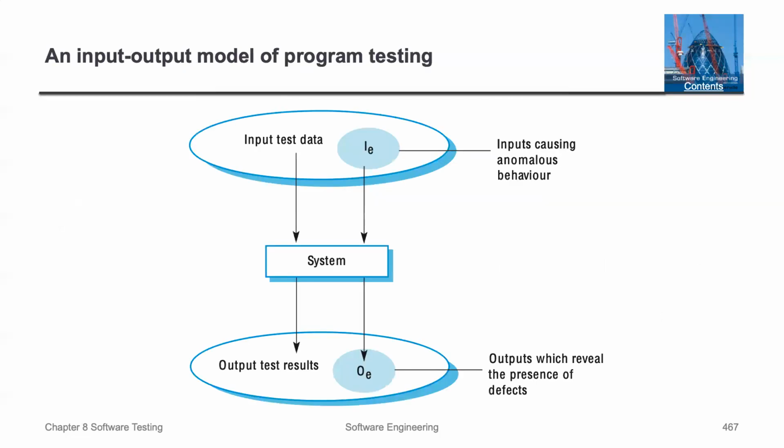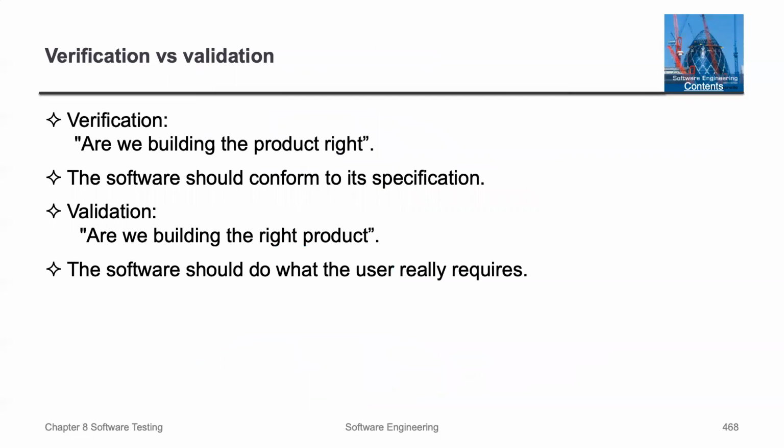Here is an input-output model of program testing. You have the input test data that goes into the system, with inputs causing anomalous behavior, and then you have outputs which reveal the presence of defects. This is what you're trying to find. You're trying to go at the system and engage it in a variety of different ways, and eventually you want to get to a point where no defects or errors come out.